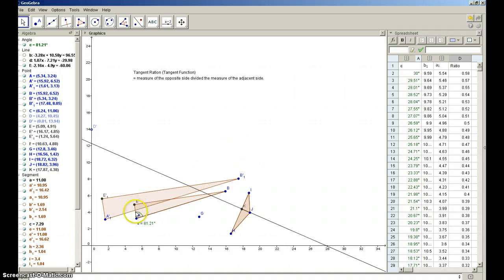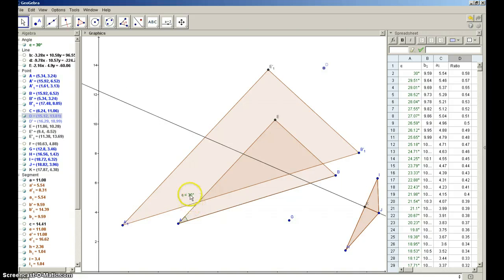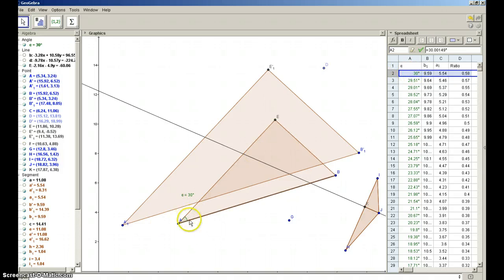I'm going to pause this video. I'm going to try to get this back to exactly 30 degrees so that we can explore a little bit more. Okay, so again, I've resized it so that we are looking at this exact angle right here in line 2, where this angle measures 30 degrees, and this adjacent side, that segment B1, measures 9.59, and we can see that it's measuring that right over here, 9.59. And this side A1 should be measuring 5.54. So again, segment A1, if we look over here, that's 5.54.